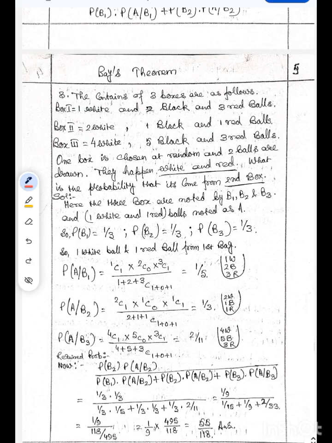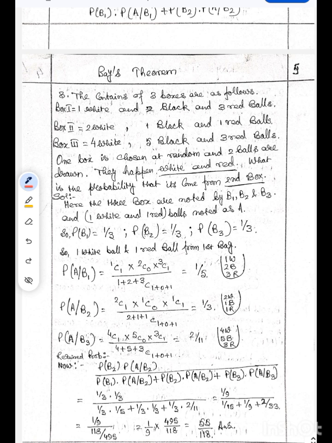Next. Here balls are more. The contents of three boxes are as follows: box 1, 1 white, 2 black and 3 red balls; box 2, 2 white, 1 black and 1 red ball; and box 3, 4 white, 5 black and 3 red balls. One box is chosen at random and two balls are drawn. They happened to be white and red. What is the probability that they come from the second box?